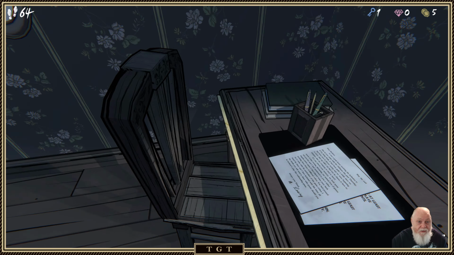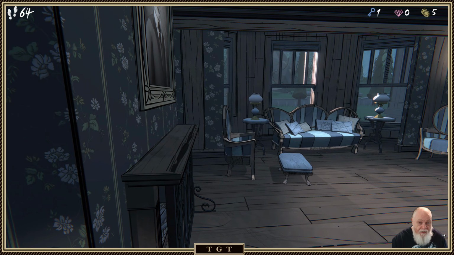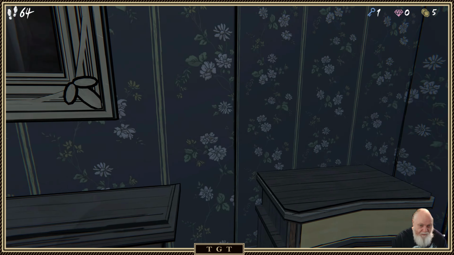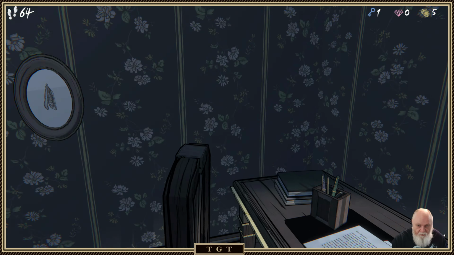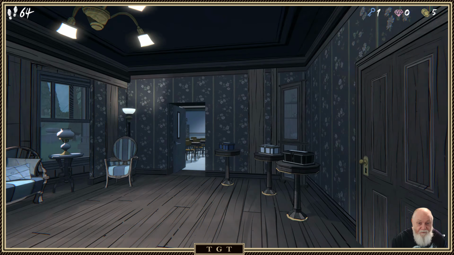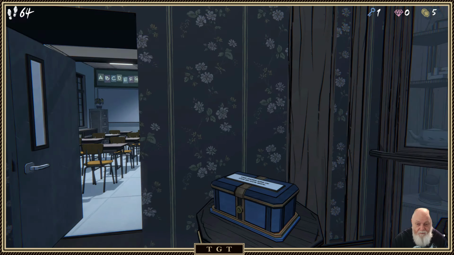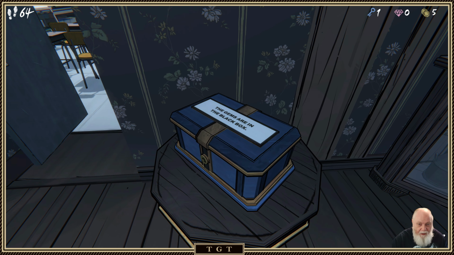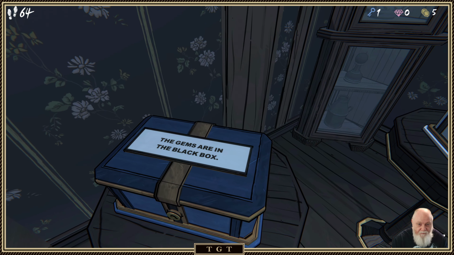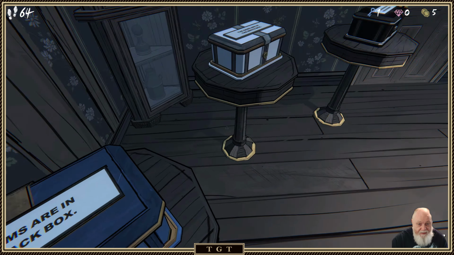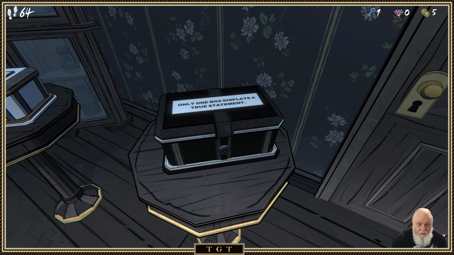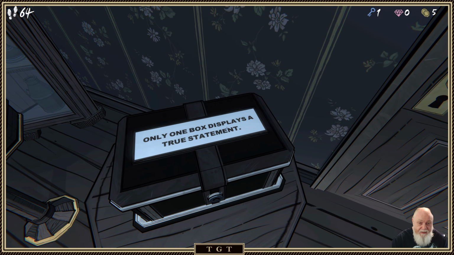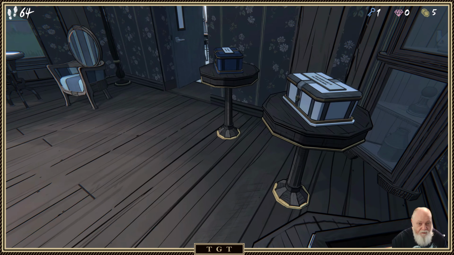But the parlor is an easy way to get 2 gems if I do not screw up the logic puzzle. I've only screwed it up once, and that was when I was really, really tired. I knew the answer and still picked the wrong box, because I forgot which box I read which statement from. But anyway, okay, the gems are in the black box. That is true or false. Only one box displays a true statement. That's either true or false.